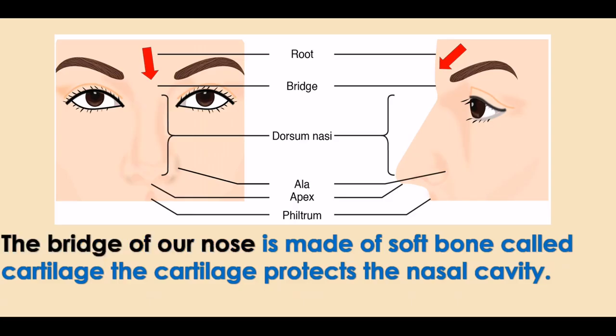The bridge of our nose is made of soft bone called cartilage. The cartilage protects the nasal cavity. The nasal cavity is the most superior part of our respiratory tract. That is why we have cartilage or soft bone to protect our nasal cavity. Cartilage again is soft bone.